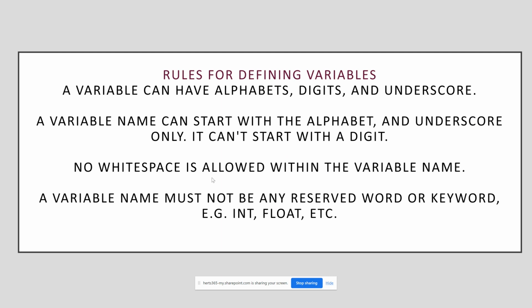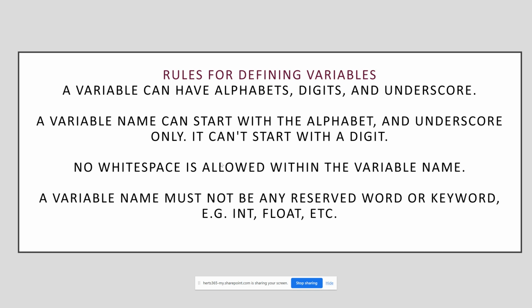So, rules for defining variables. A variable can have an alphabet, digits, and underscore. A variable name can start with the alphabet and underscore only. It cannot start with a number. No white spaces are allowed within the variable name. That's why sometimes we use underscore. If you remember from the previous tutorial, I put my num1 or my number as one word. But if you want to split it, then you have to use underscore, because space still counts.